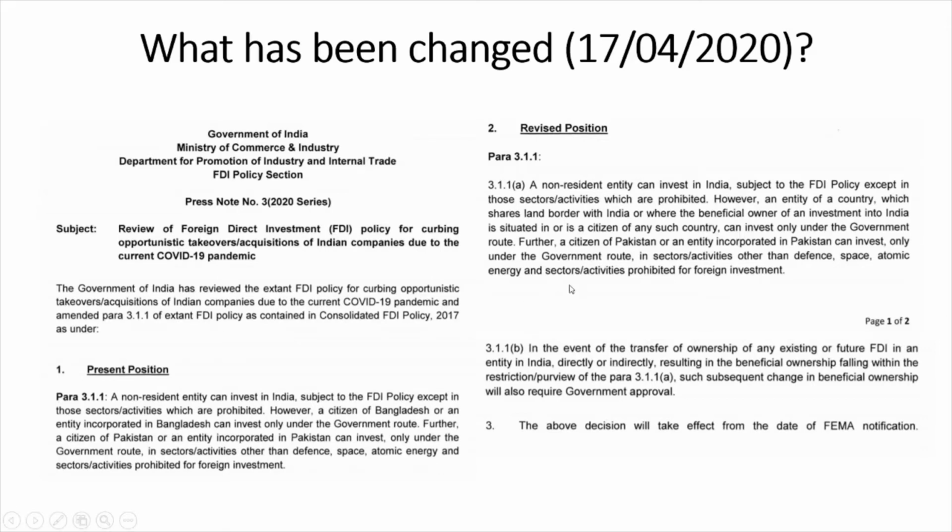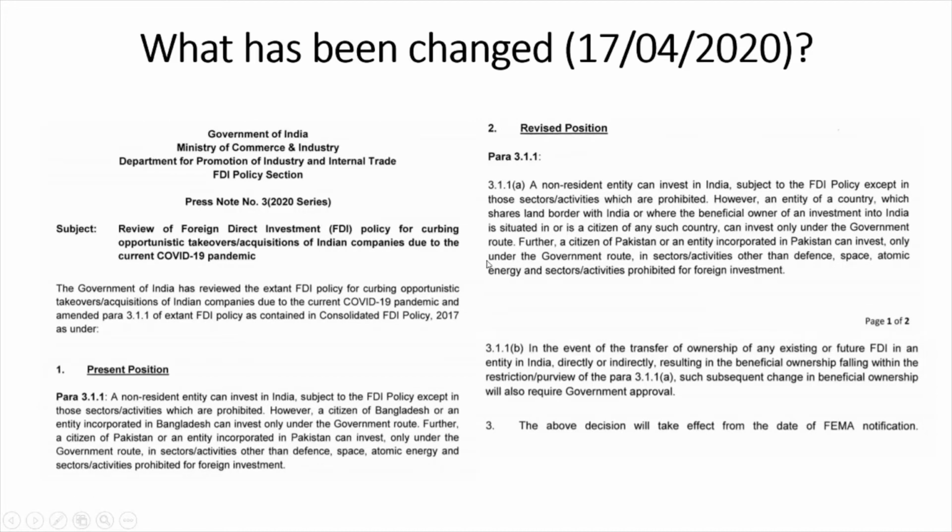Now let's see what the revised position is. In the revised position, it says a non-resident entity can invest in India subject to the FDI policy, except in those sectors or activities which are prohibited. However, an entity of a country which shares land borders. This is an important condition here.